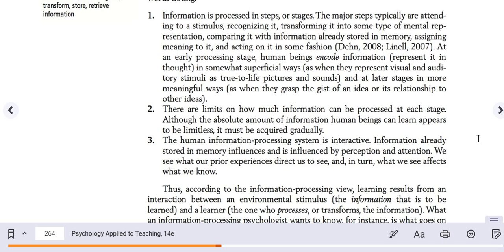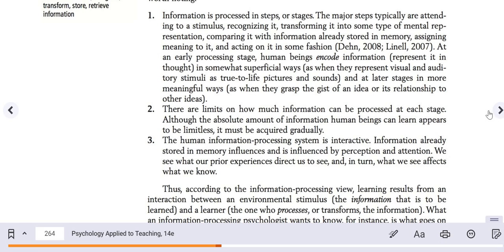At an early processing stage, human beings encode information. That is, they represent it in thought in somewhat superficial ways, as when they represent visual and auditory stimuli as true-to-life pictures and sounds, and at later stages in more meaningful ways, as when they grasp the gist of an idea or its relationship to other ideas. There are limits on how much information can be processed at each stage.